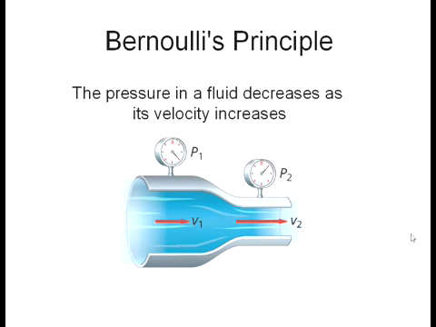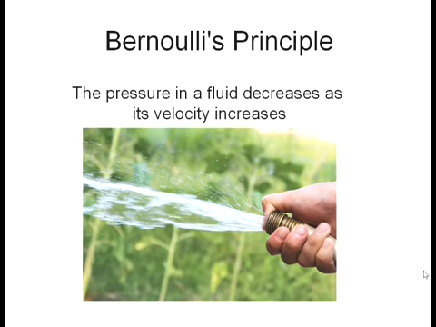Bernoulli's principle says that the pressure in a fluid decreases as its velocity increases. So looking at the drawing here, I have a large diameter going to a small diameter. That makes the velocity go faster. And Bernoulli's principle is saying at this part where it's going faster, it actually has a lower pressure. It's kind of backwards from what you'd expect. If you think of a garden hose, the water's coming out faster, but it actually has a lower pressure than it does inside the hose.